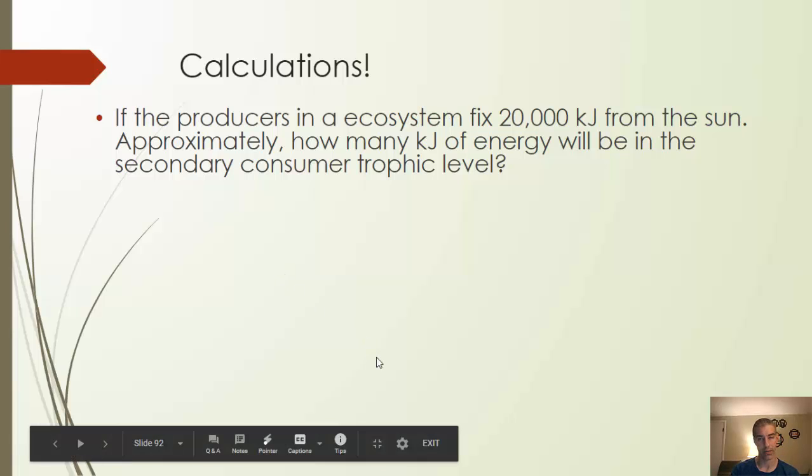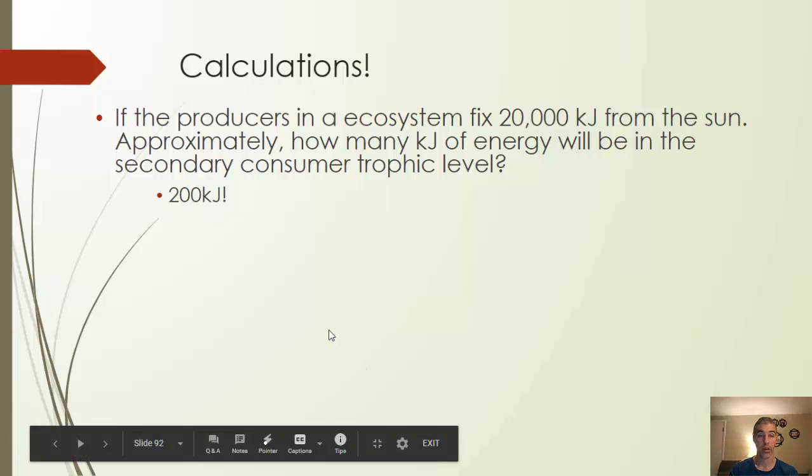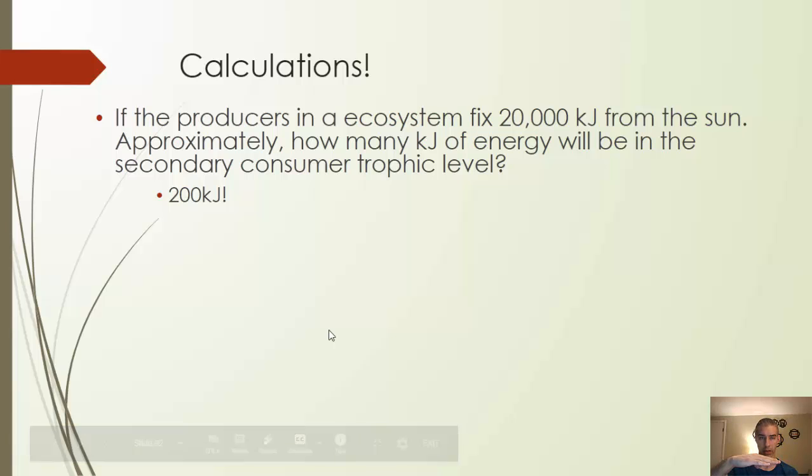So here's another example of that problem. If the producers in an ecosystem fix 20,000 kilojoules from the sun, approximately how many kilojoules of energy will be in the secondary consumer trophic level? It's about 200, because if the producers are 20,000, you go up one level, that's about 2,000, and then the secondary consumer is about 200.